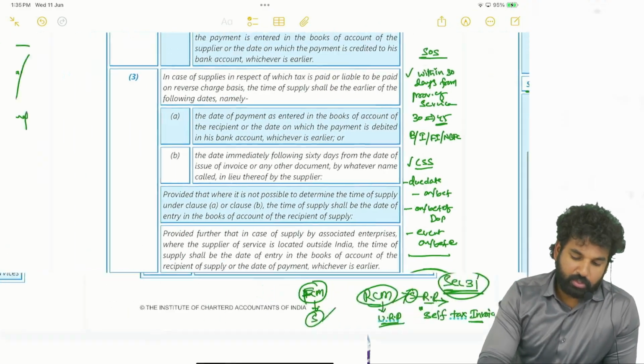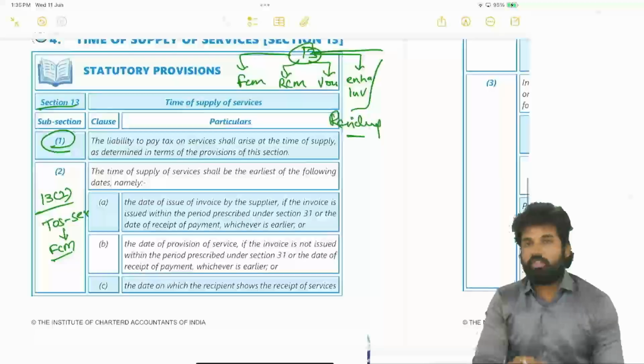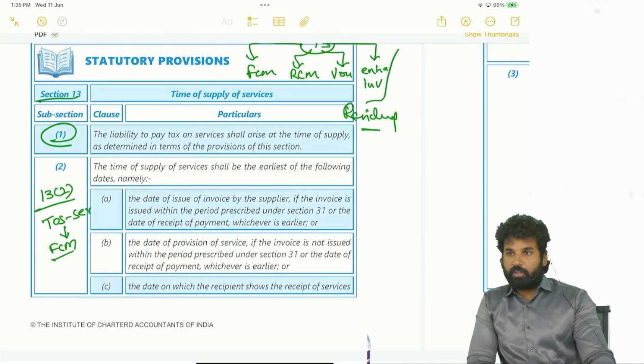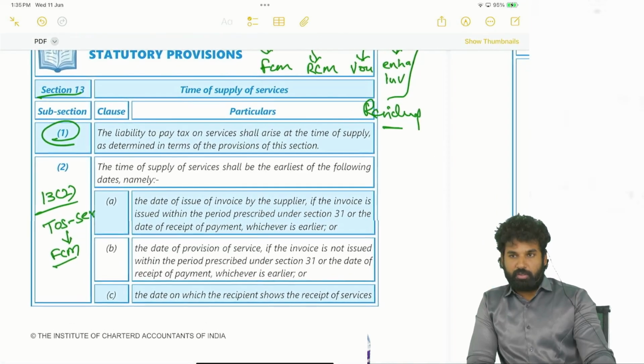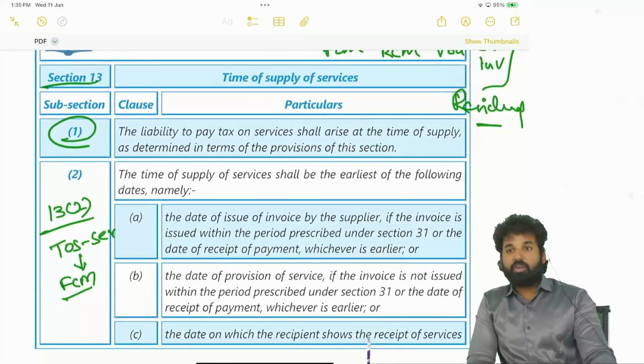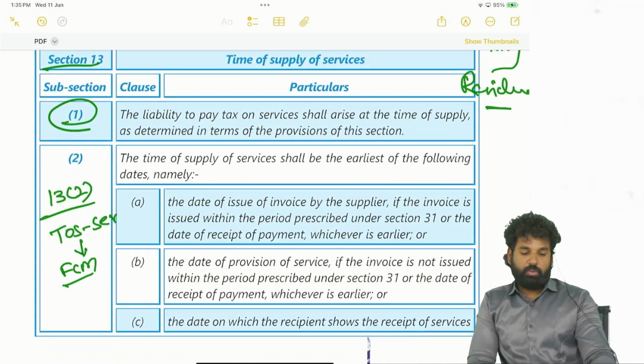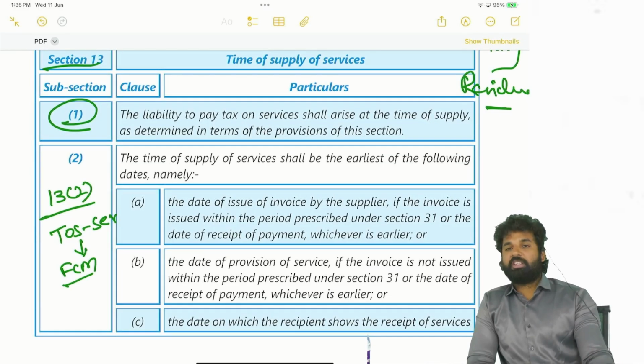So why do we want the due date for issuing of invoice? In order to determine the time of supply, that is, when the GST liability arises. In order to fix that date, we need the due date for issuing of invoice. Now Section 13(2) is determining the time of supply of services under forward charge mechanism.